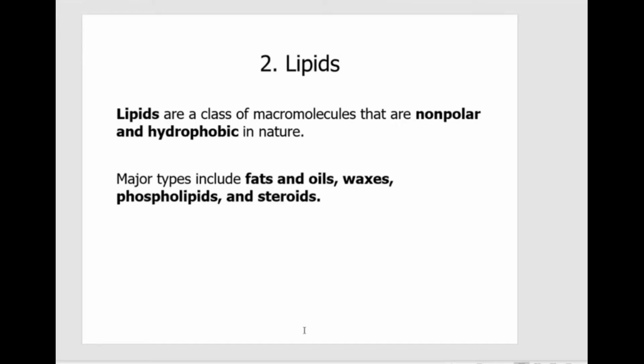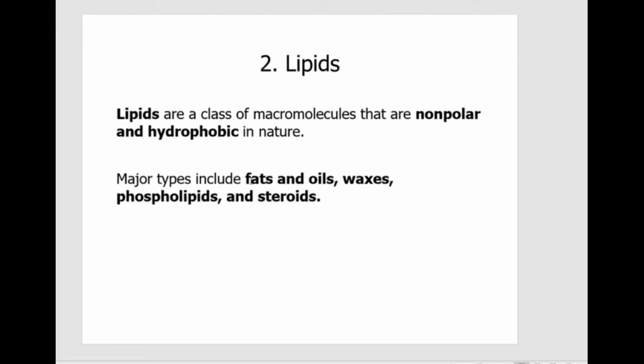The second class of biomolecules is going to be lipids. Okay? Lipids are non-polar, they're hydrophobic, so they don't dissolve in water very easily. So think about butter you use for cooking or oils, right? They don't really mix with water.